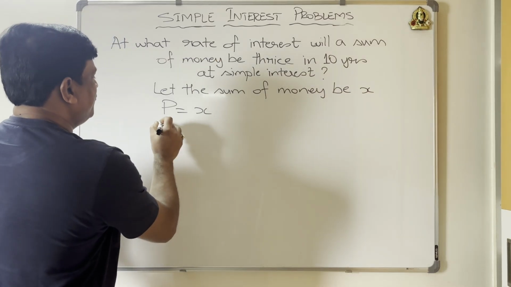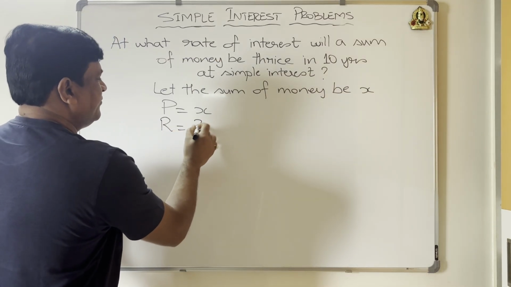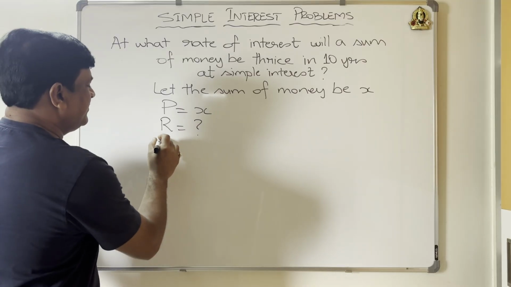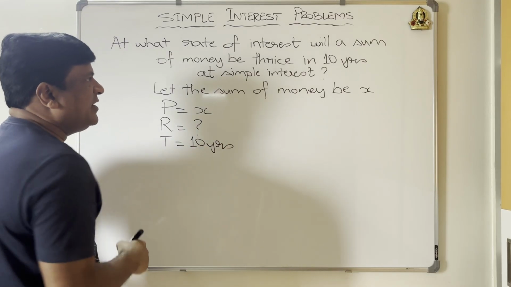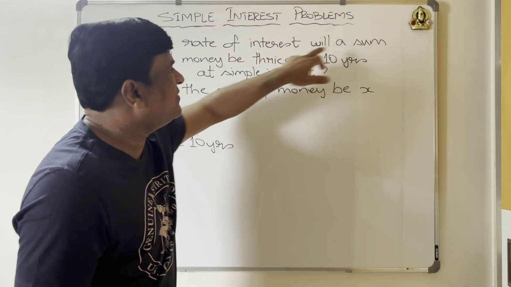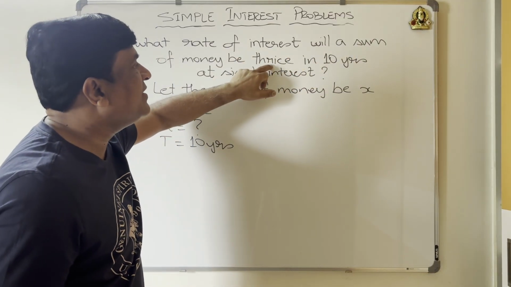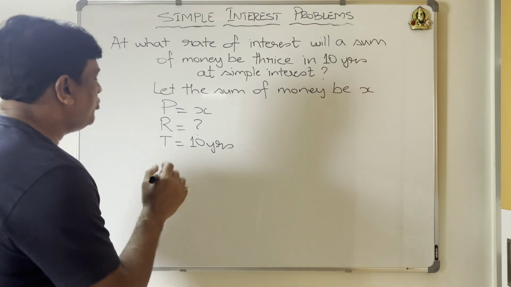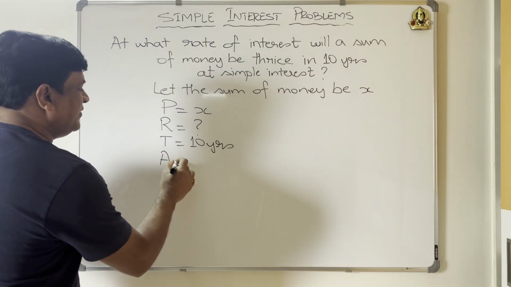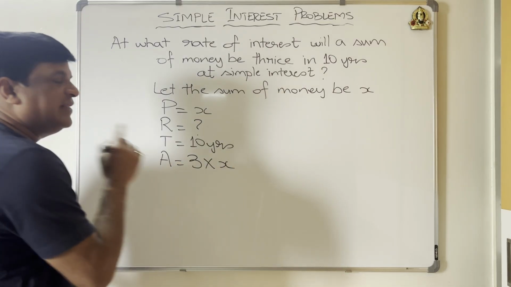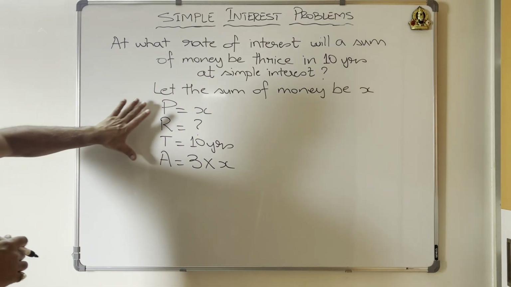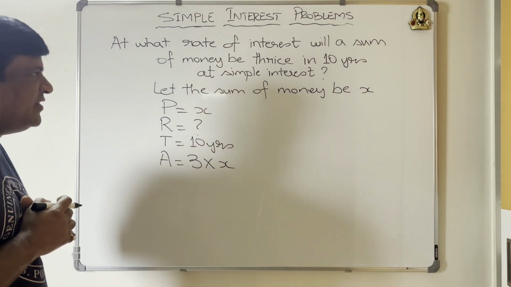They are asking us to calculate the rate. Rate is not given. Time is given as 10 years. Good, right? And they are saying that sum of money will become thrice in 10 years. What do you mean by that? Your amount is going to become 3 times of your principal. That is what they have given. Now you have enough information to get started with it, right?